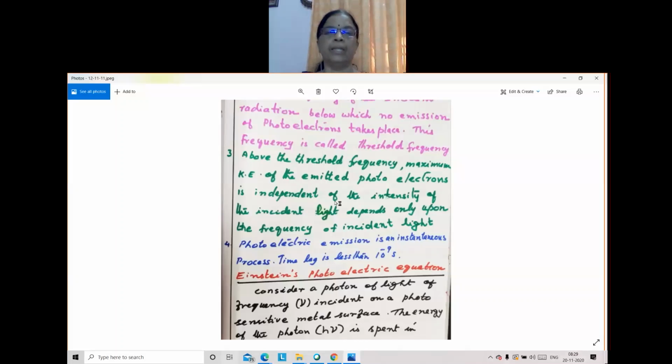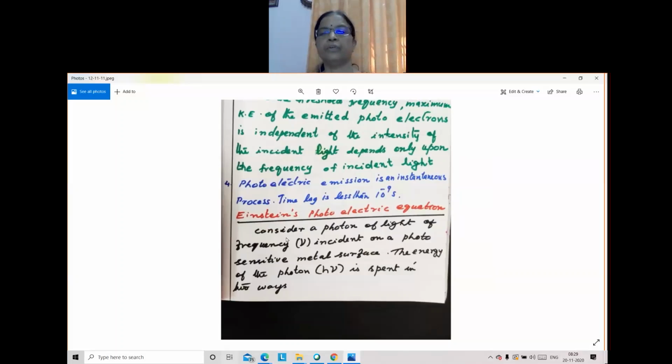Next, Einstein's photoelectric equation, a very important equation, as I told you. A photon of light of frequency nu is incident on a photosensitive metal surface. h nu is its energy, and nu is the frequency of the incident radiation. Therefore the energy is E equal to h nu.